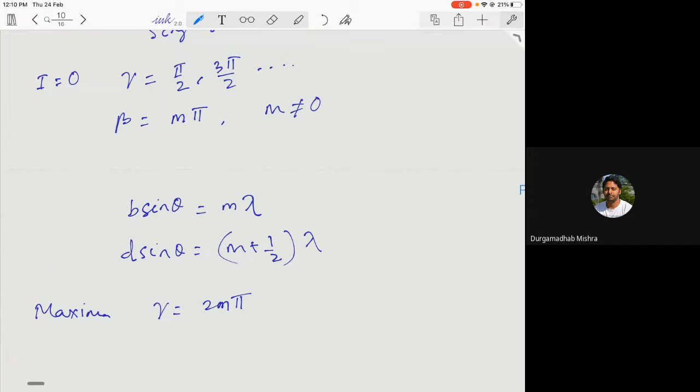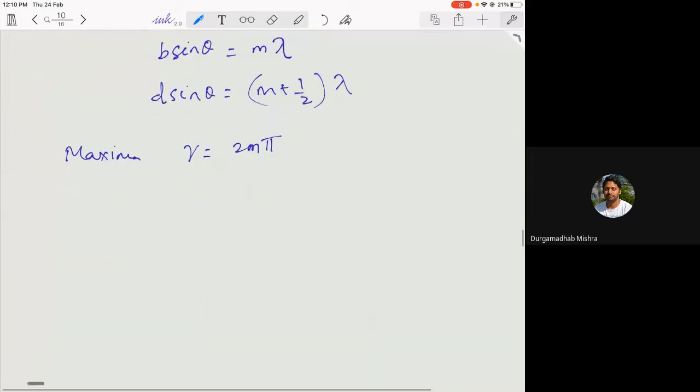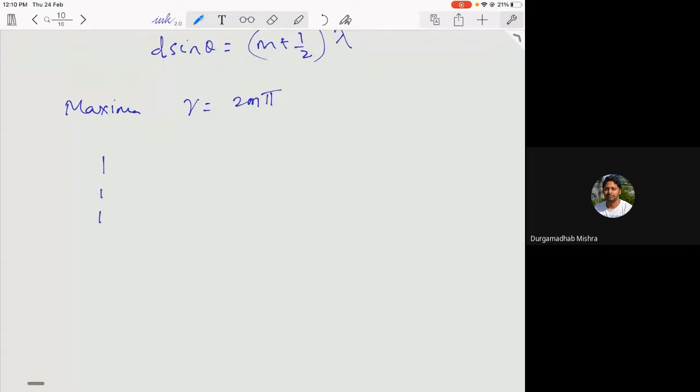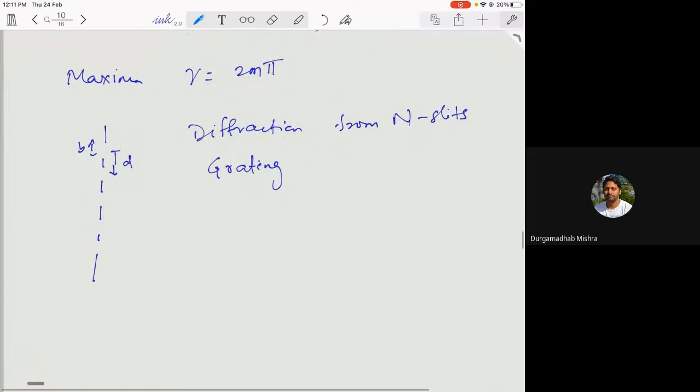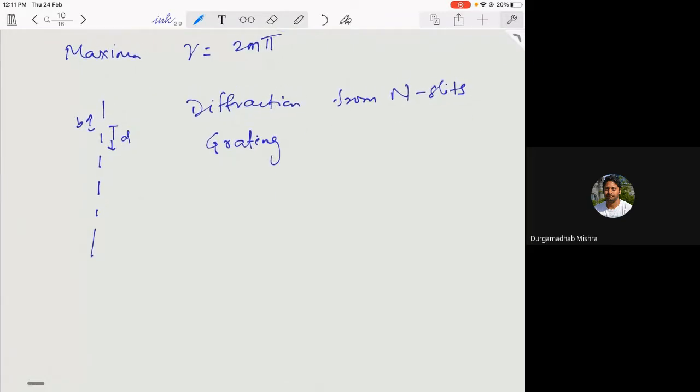Now if you take, instead of 2 such slits, n such slits, each with width b and separation d, what we have is diffraction from n slits. This is nothing but a grating. So you have created a diffraction grating which has n slits, and n can be really large. Now you can extend the theory from one slit to two slits to n number of slits.